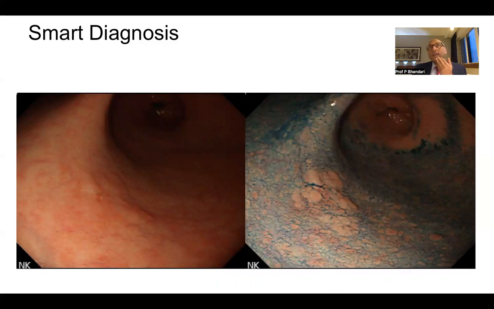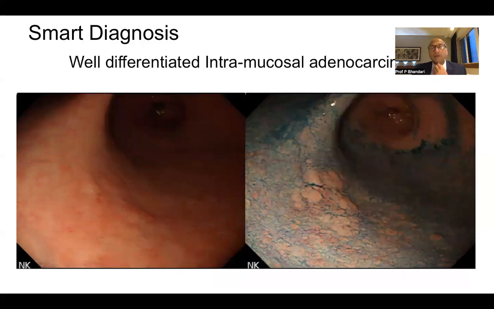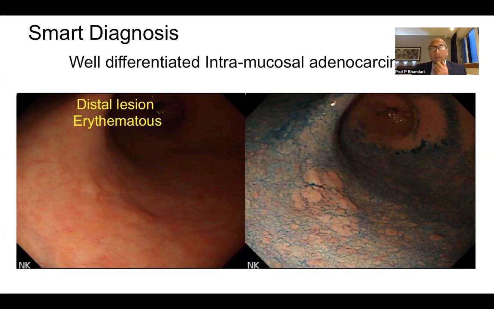Now, if you know your pathology around gastric cancers, you can look at it and say this is a well-differentiated intramucosal adenocarcinoma. Now, it's not indigo carmine which is telling me that this is well-differentiated or intramucosal. What is telling me is that it is located in the distal stomach. It is erythematous, reddish in color. It's surrounded by atrophic gastritis, and it is a raised lesion. That is typical of well-differentiated early cancers. And that's why I say it's well-differentiated.